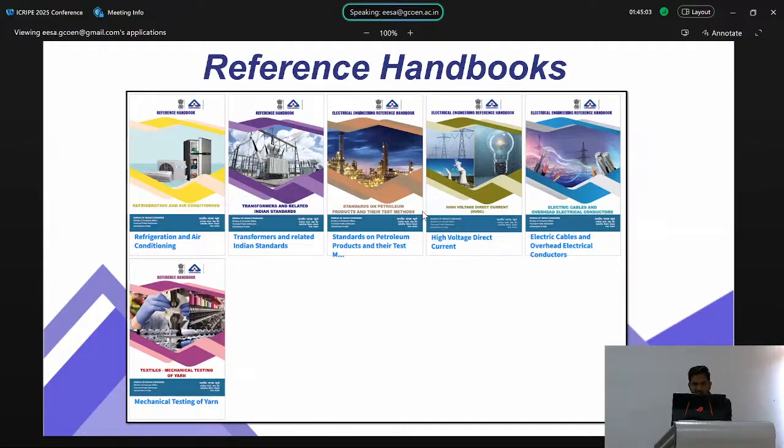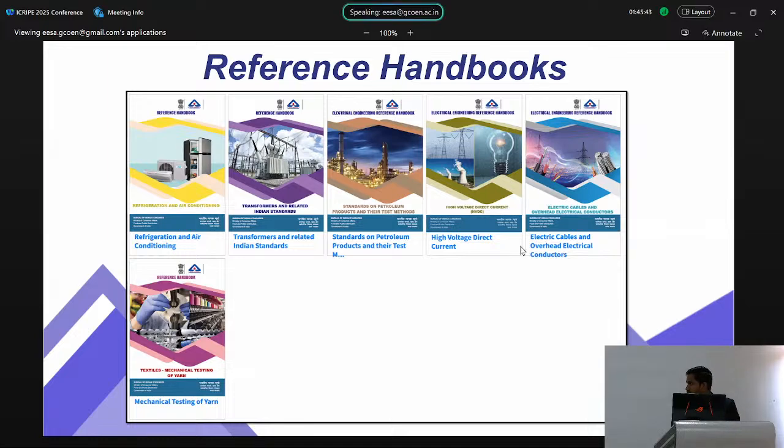So you can take advantage of these reference handbooks and the technical sessions, both available on the BIS website. So if anyone has interest in this field, through these reference handbooks they can get an idea about the current industrial practices and what standards are available on these products. And you can get very detailed technical specifications regarding these products, which you may not get in your textbooks, because current industrial practices are incorporated in these reference handbooks.